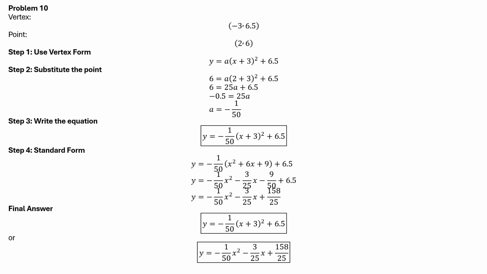The vertex is negative 3, 6.5, so we begin with vertex form. Substituting the point 2, 6 allows us to solve for a. The value of a is negative 1/50, which means the parabola opens downward. The resulting quadratic function is negative 1/50 times x plus 3 squared plus 6.5.